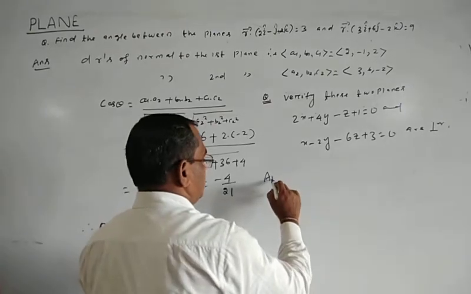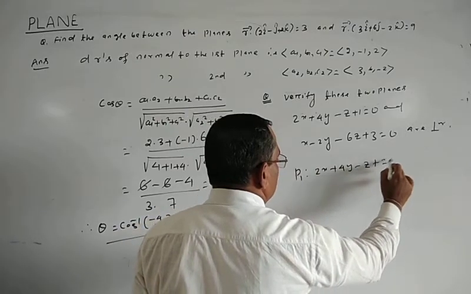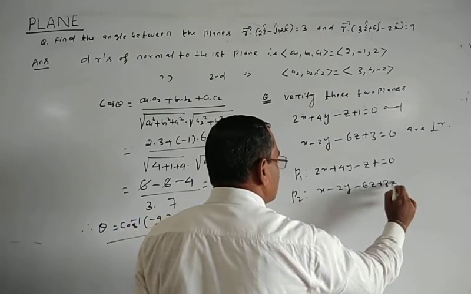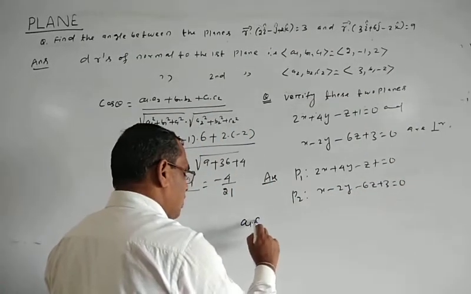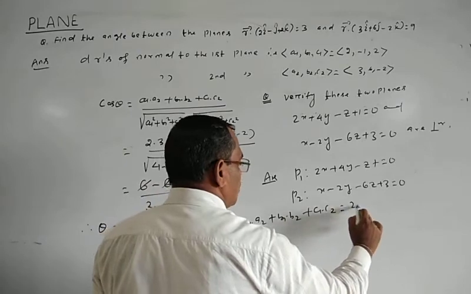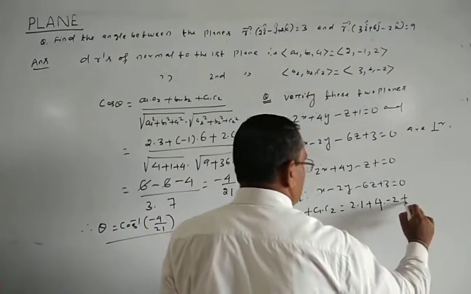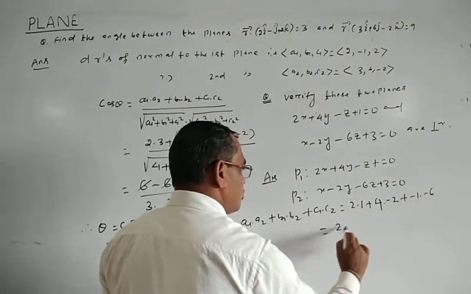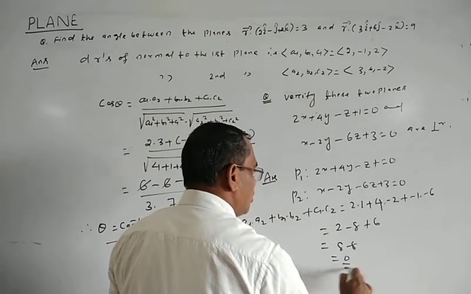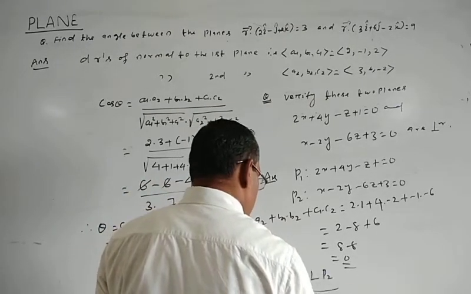Okay, answer. Here P1 is 2x plus 4y minus z plus 1 is equal to 0, and P2 is x minus 2y minus 6z plus 3 is equal to 0. For the perpendicular condition, a1 a2 plus b1 b2 plus c1 c2 equals 2 into 1 plus 4 into minus 2 plus minus 1 into minus 6, so this is equal to 2 minus 8 plus 6, which is equal to 8 minus 8, equal to 0. Therefore these two planes are perpendicular. So P1 is perpendicular to P2. Okay.